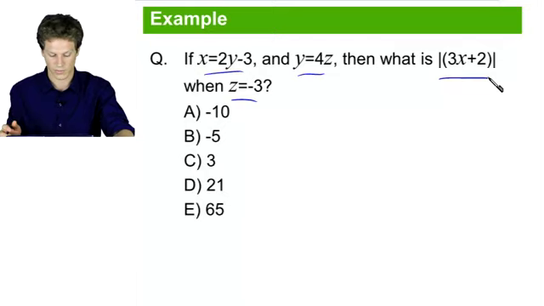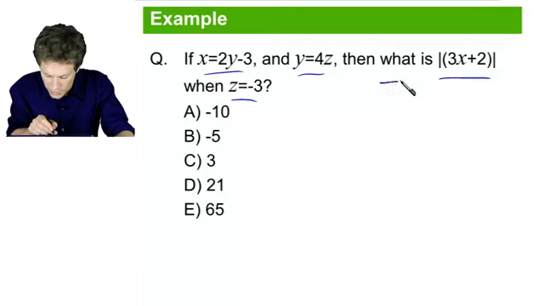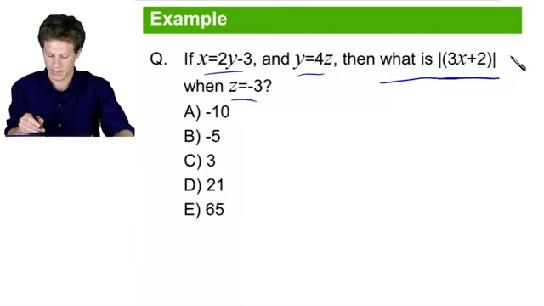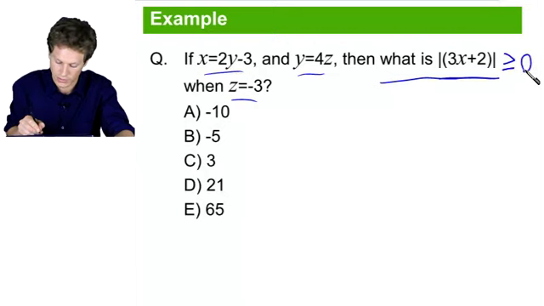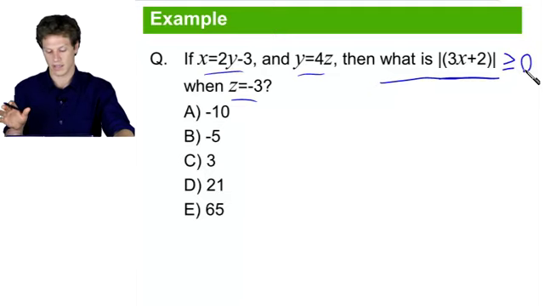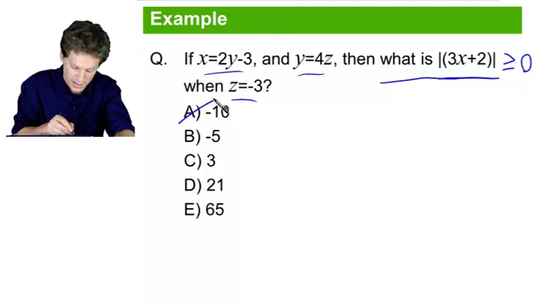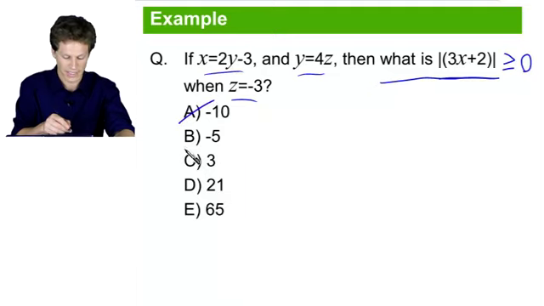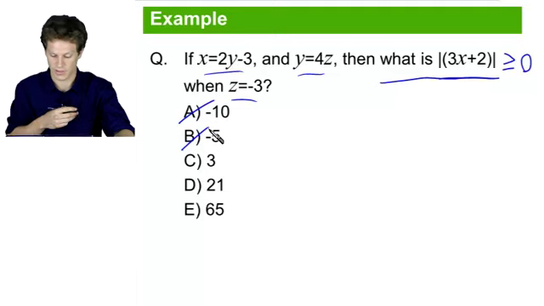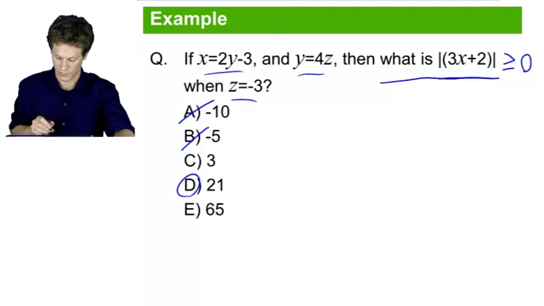So let's look at what this question is asking. What is the absolute value of 3x plus 2? Well, the first thing that we know for any absolute value is that it must be greater than or equal to 0. So any answer choice where that's not true can be eliminated immediately. And we see that A is negative 10, so we can cross that out. B is negative 5. And even if you don't know how to solve the rest of the problem, you've increased your probability of answering the problem correctly simply by eliminating those three answer choices. So at this point, you could guess and move on. Let's try another one.